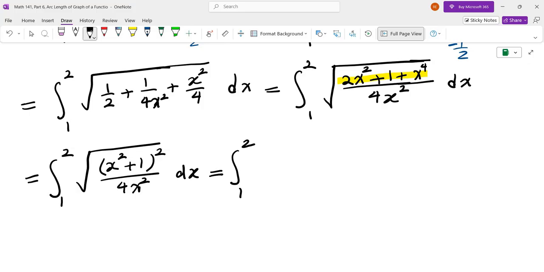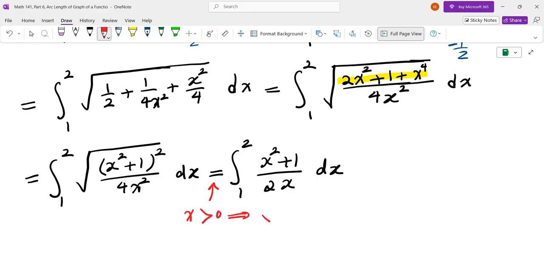So this is the integral from 1 to 2 of the square root of x squared plus 1 squared, which is x squared plus 1, and at the bottom, we get 2x. Now notice that x is positive because the limits of x are between 1 and 2. Therefore, the square root of x squared is x rather than negative x. Now we're going to have to integrate this.